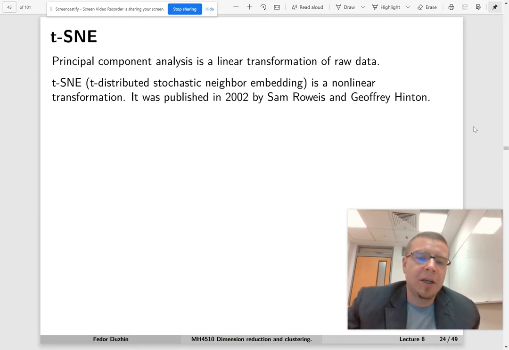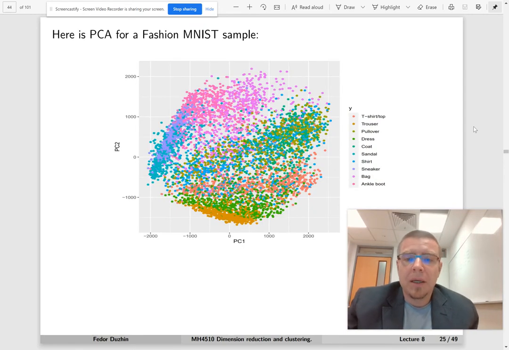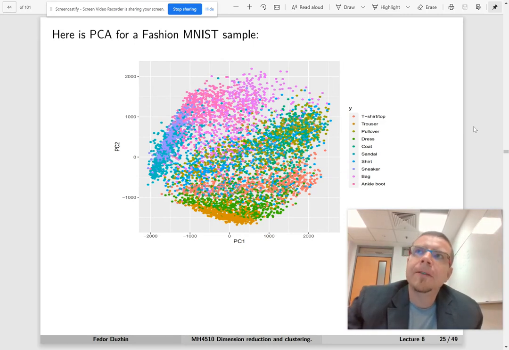Well, it is fairly complicated, so I'm not going to get into deep details of this method, but I think it is a good idea to at least get some familiarity with it and to know that it is out there and it is helpful. So what kind of data would tSNE be helpful for? Here is an example.